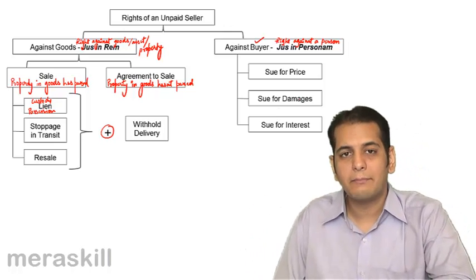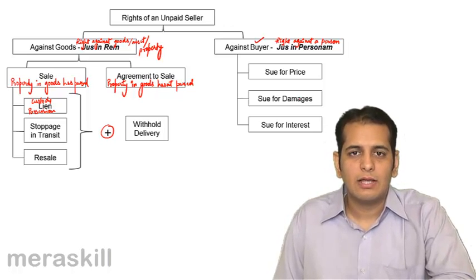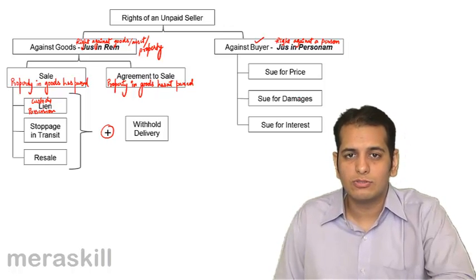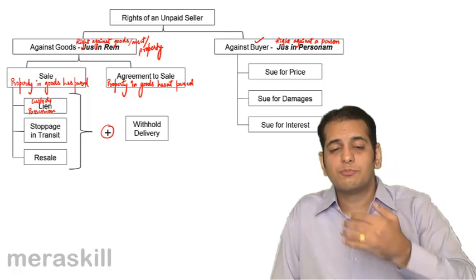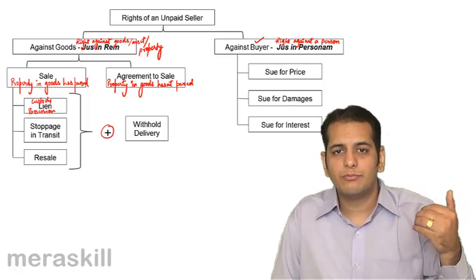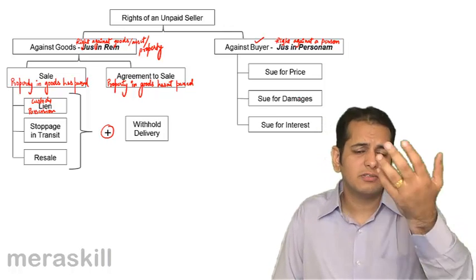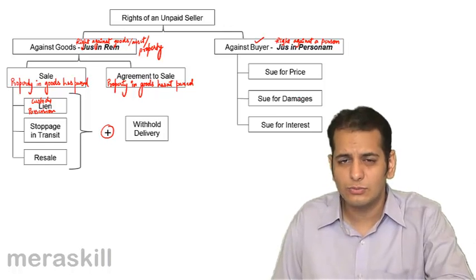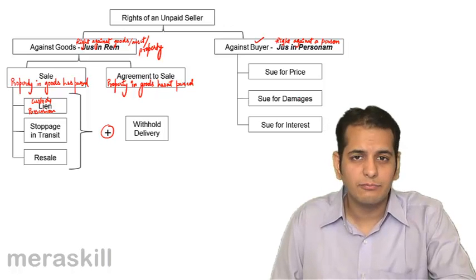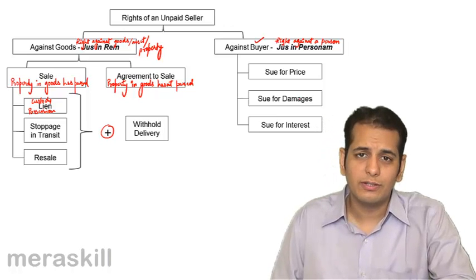Okay. Sue for damages. Now let's say the buyer did not pay the price and there was a time lag, or in that period the seller had some loss. He incurred some loss, or just because the seller withheld the delivery, he stopped the goods in transit, he incurred some losses. There were some transport losses, there were packaging losses. Whatever losses the seller has incurred because of this, he can recover them from the buyer. So he may claim damages from him and then sue for interest.